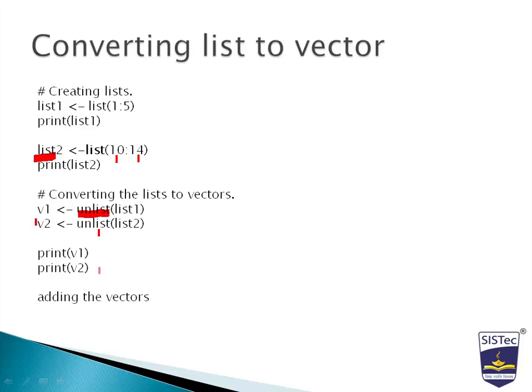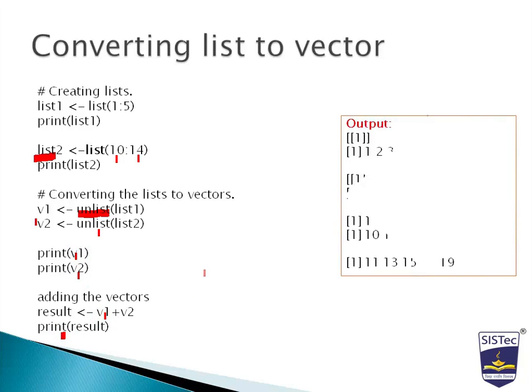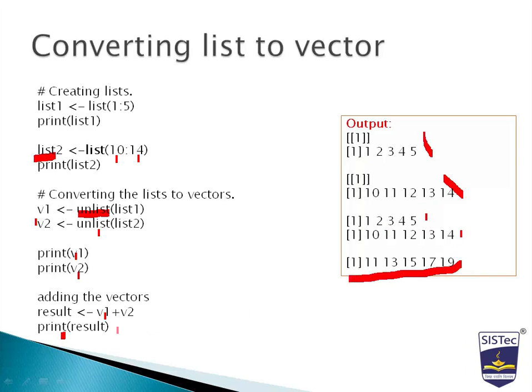Then we print both the vectors v1 and v2, add them and print the results. Let's take our results. So this one is list 1, this one is list 2. When we convert these lists into vectors, this is vector 1, this is vector 2, v1 and v2, and this one is the sum of these vectors. The result is 11, 13, 15, 17 and 19, meaning the addition of the vectors.